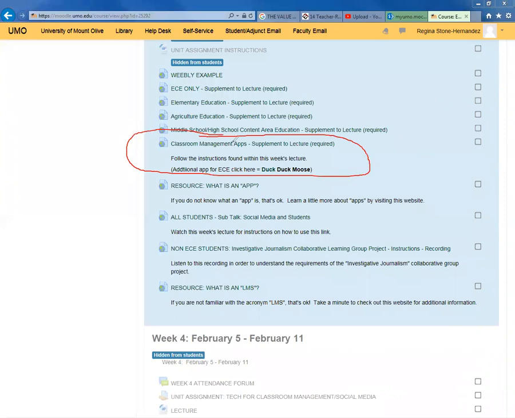And I want you to go on, and I'll explain to you what you're supposed to do in just a second. But before that, I want to bring to the attention of my ECE students that I uploaded one that I spoke about before that I wanted my grandson to do, Duck Duck Moose. I would strongly encourage you to consider clicking on this one, Duck Duck Moose, to take a look at it, because it is specifically for early childhood.